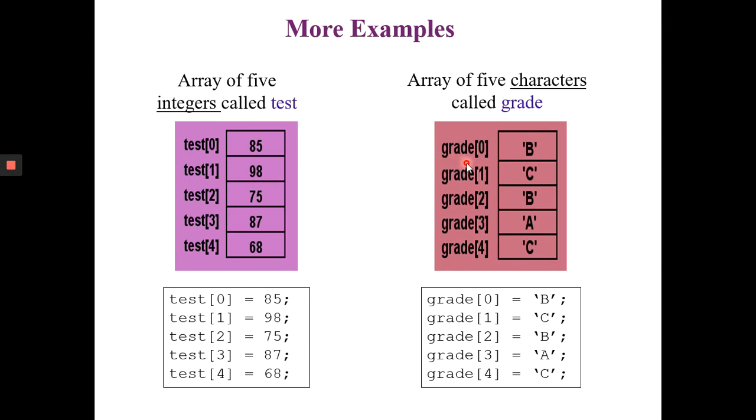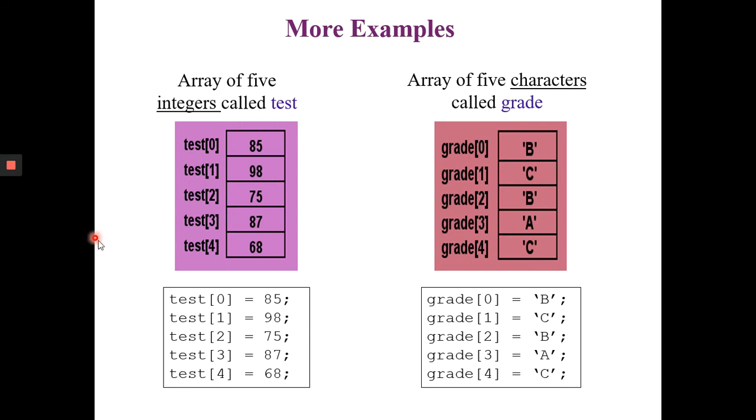So array grade, we would like to keep grade values, which are characters. So what we do is that grade index 0 equals to B, index 1 equals to C, and so on. And these values will be kept in your array. So this is how you assign values to your array by using the index one by one. We can also use for loop that we are going to learn later on.